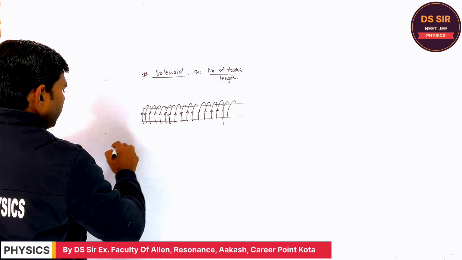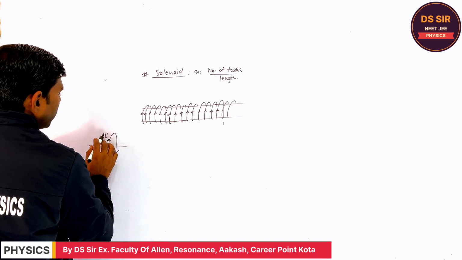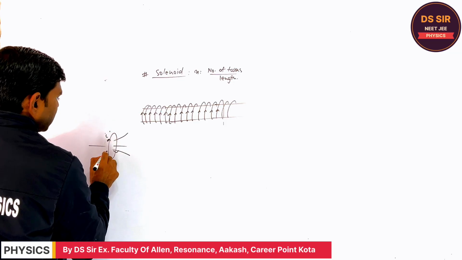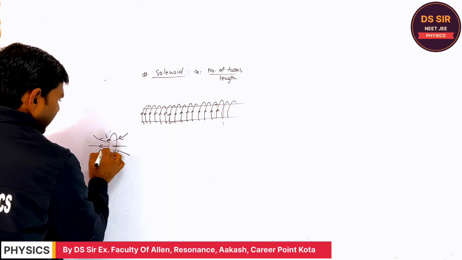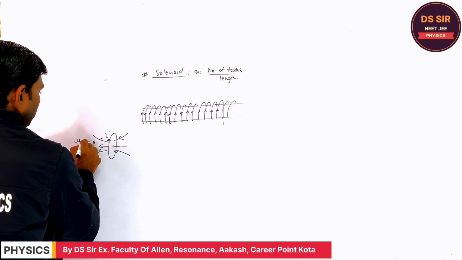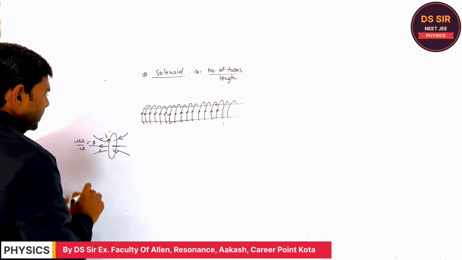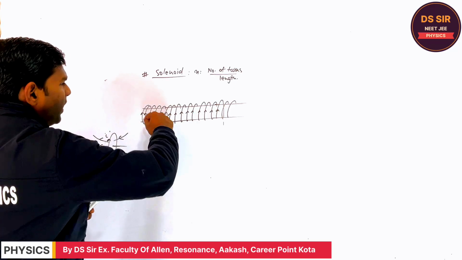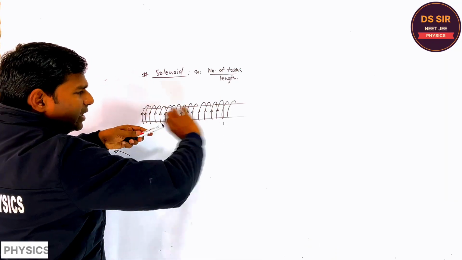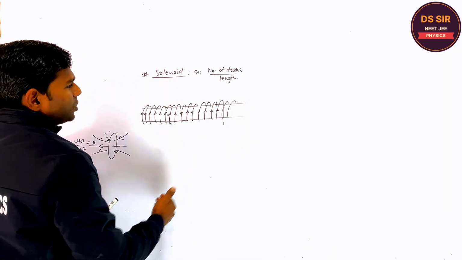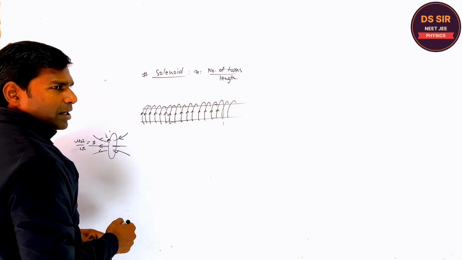Listen to one thing. If you consider only one coil, the magnetic field due to one coil on the axis is B equal to mu naught I upon 2R. Is it clear or not? So when a number of turns are wound on this plastic cylinder side by side, the magnetic field is produced inside the solenoid.